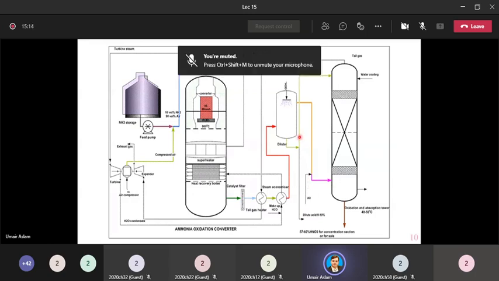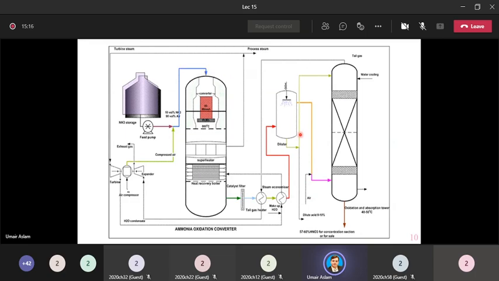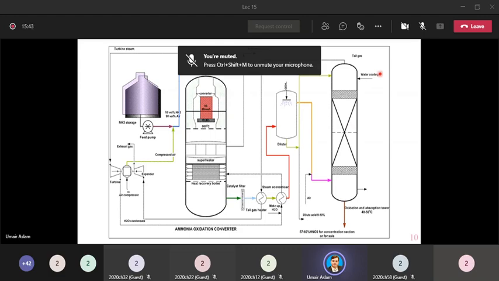ठीक है, if customer wants high concentration of nitric acid, then instead of sending these product gases into the diluter, we will send these gases into the absorption column along with some amount of air. ठीक है, at the same time in this absorption column we will introduce water from the top of the column.